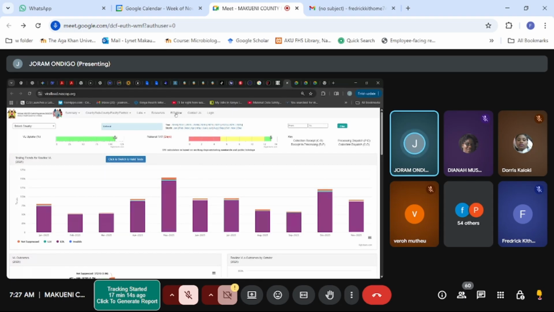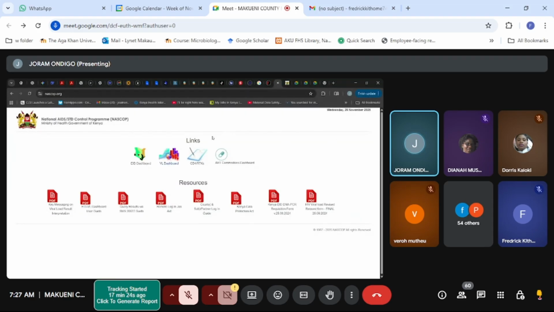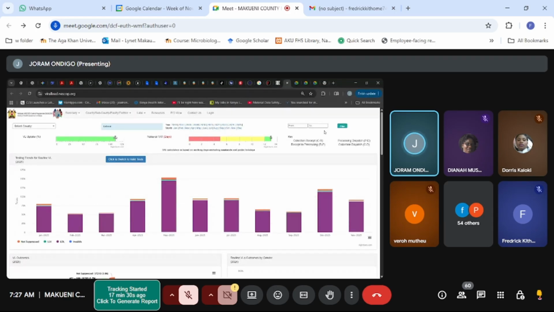And then you can also come and click EID view. But mind you, we are in the viral load view. We clicked on the VL view. So we are in the viral load view. Mind you, we clicked on the VL dashboard.